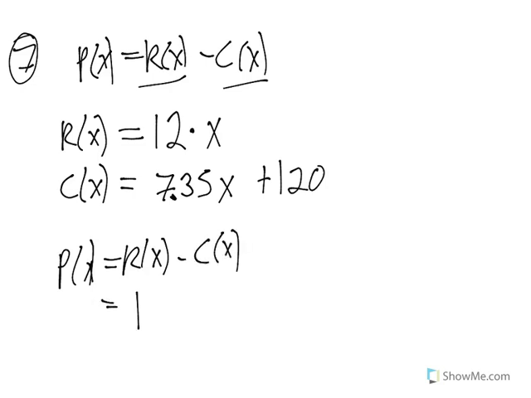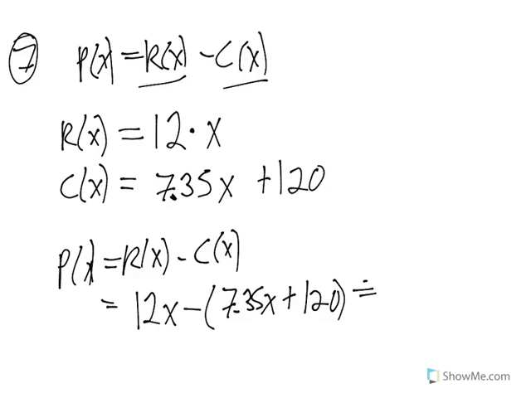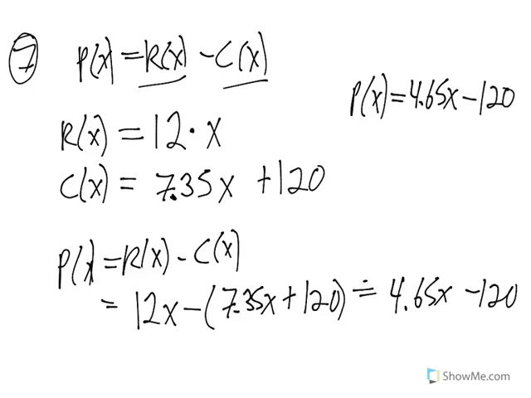So let's fill this in. Revenue is 12x minus the cost function, 7.35x plus 120. And so this comes out to 4.65x minus 120, when you distribute that minus sign, right? 12x minus 7.35x is 4.65x, and then that minus sign distributes to the 120. And so our profit function is given by 4.65x minus 120. And so that gives us the function.